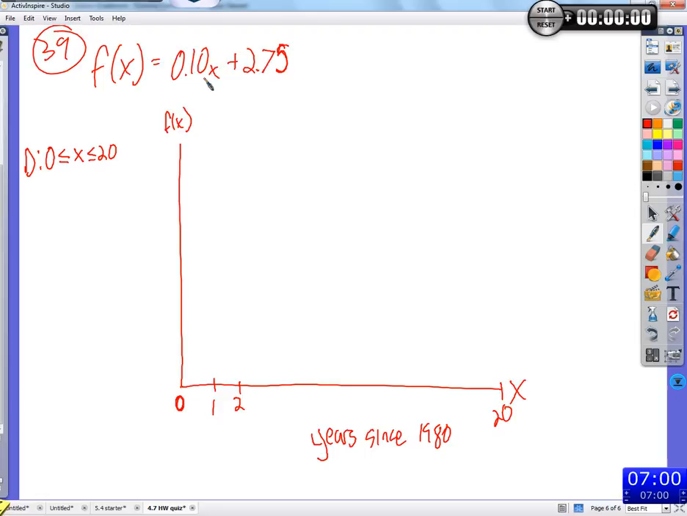So what's the cost of a ticket in 1980? Let's look up there. Cost of a ticket in 1980. Price? 275. Why do you say that? Because if it's 1980, it'd be 0.10 times 0. That'd be 0 plus 2.75. There you go. The equation that tells you the price of a ticket is that one. All you need to know the price of a ticket is plug in the number of years since 1980. Well, 0 years since 1980 is 1980. We plug in 0, and we get 275. So let's put a little 275 right there. And that is the cost of a ticket in the year 1980.